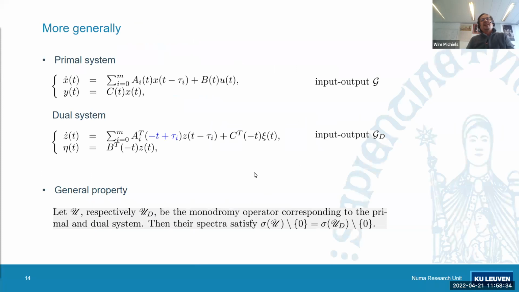So in general, we end up with the following. We have a primal system of this form here. For the dual system, we have to switch input and output matrices.